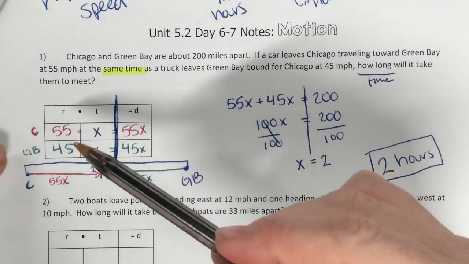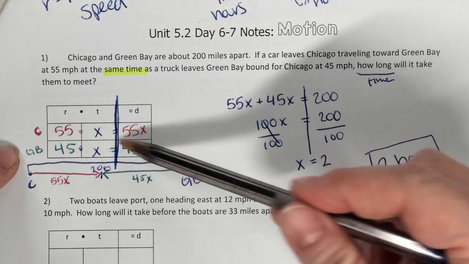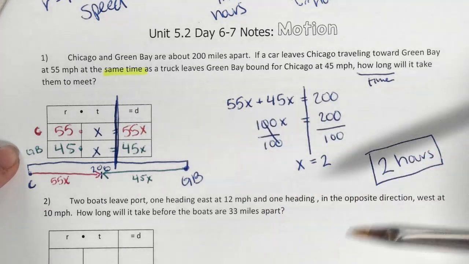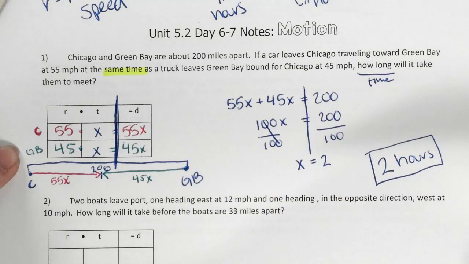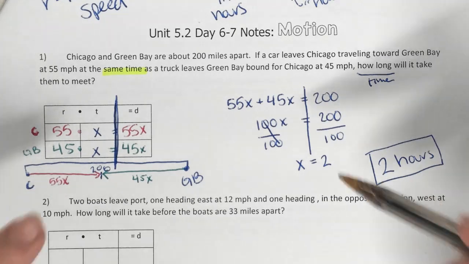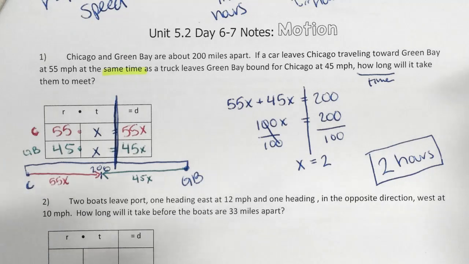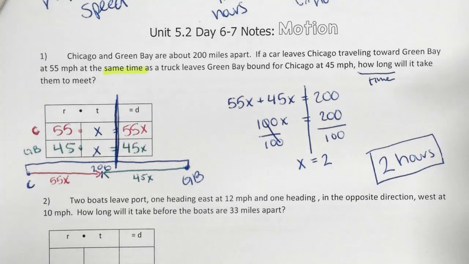Well, what represents my Chicago car's distance? 55x. What does x equal? 2. So what's 55 times 2? 110. So your answer would be 110 miles. Even though x equaled 2, your final answer can be different, right? So just make sure you're going back and actually reading the question. Yes? Okay, look at number 2.